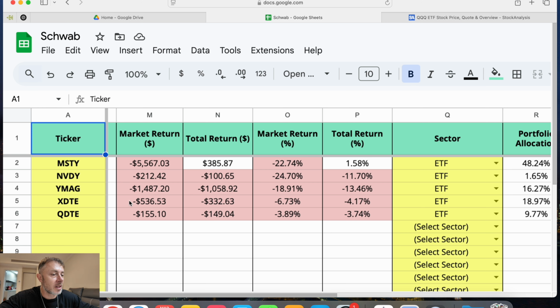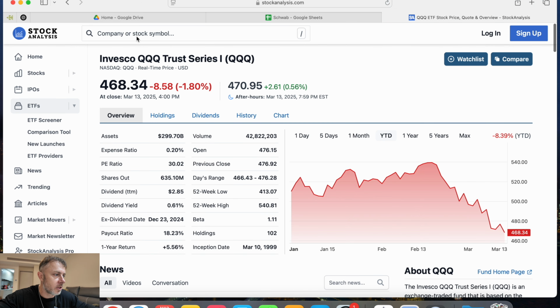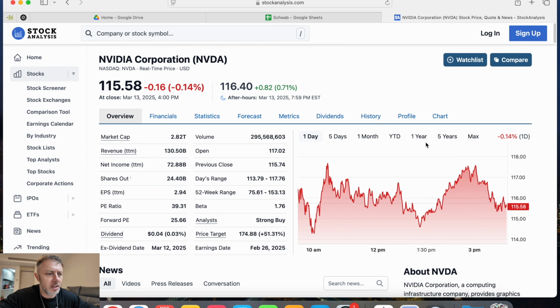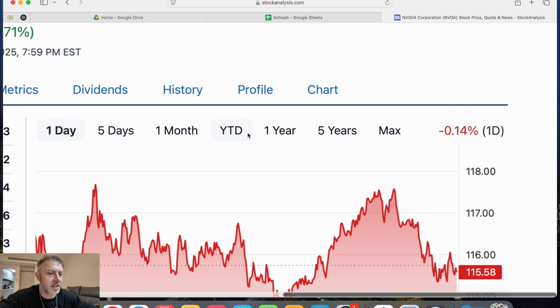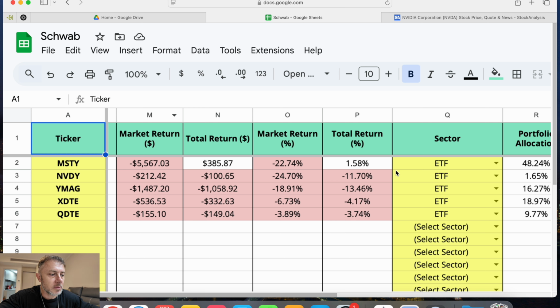Let's go look at NVIDIA. So NVIDIA's underlying, just for fun here. NVIDIA is NVIDIA, right? Okay, let's go check out NVIDIA. Let's check out the year to date, minus 14%. All right, and this position, look, the market return, minus 24%. So 10% lower than the underlying, right? 10% less than the underlying. So this drops a lot more than the underlying.